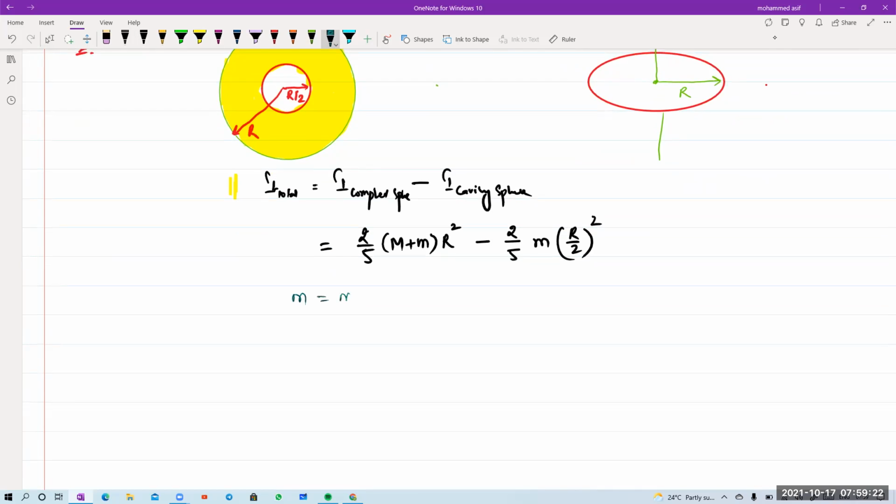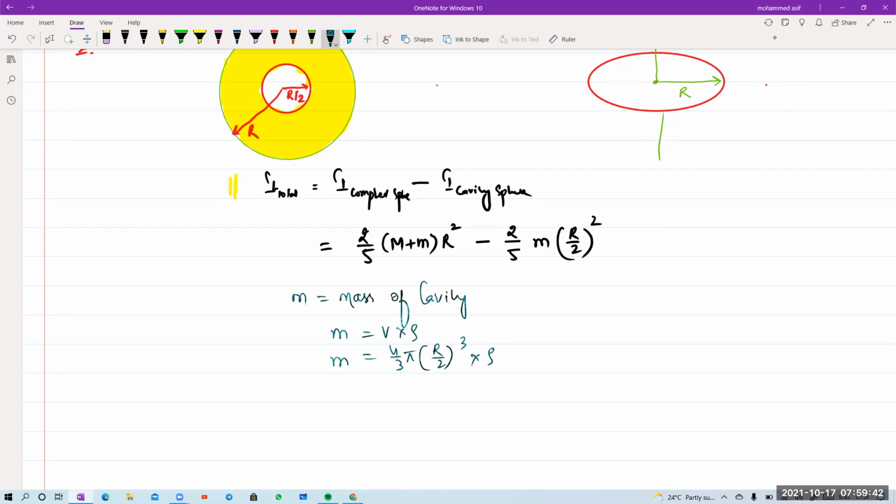Small m is nothing but the mass of your cavity. How do you calculate this mass, beta? Mass is equal to volume into density, for a three-dimensional body. So volume will be equal to 4 by 3 pi into radius, which is r by 2, whole cube, into your density rho. So that will be equal to how much for me?